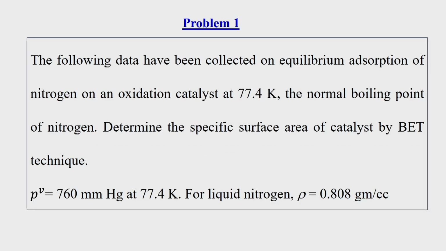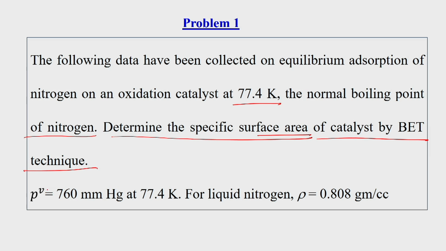Okay, now we will be solving one very simple problem. The following data have been collected on equilibrium adsorption of nitrogen on an oxidation catalyst at 77.4 Kelvin, the normal boiling point of nitrogen. We need to determine the specific surface area Sg of the catalyst by the BET technique, where the vapor pressure is given as 760 millimeter mercury at 77.4 Kelvin. For liquid nitrogen, the density is given as 0.808 gram per cc. So this is a very simple problem.